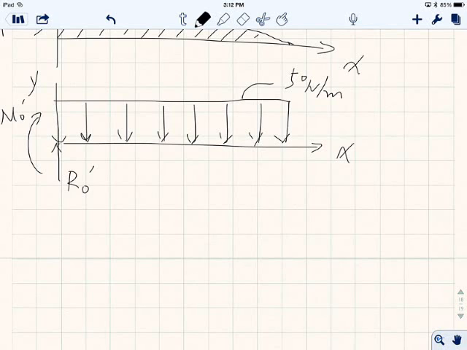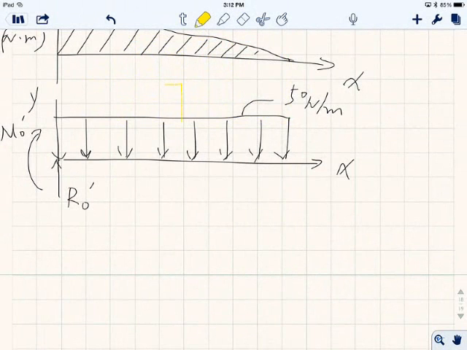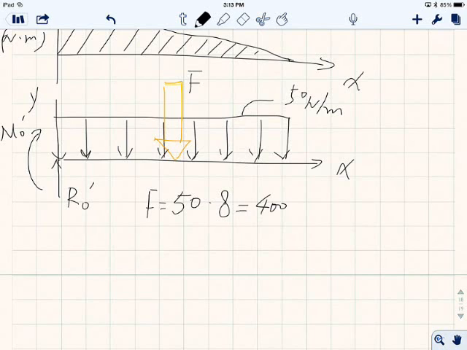Okay. Now, when you have a distributed load, the first thing you do is try to find the equivalent load. This distributed load can be replaced by this orange force here, right in the center, with a magnitude calculated by 50 newtons per meter times the total length, which I believe is 8. So let's say this is force F. F equals 50 times 8, yes, 400 newtons. And the location is right in the center, 4 meters on each side, okay?